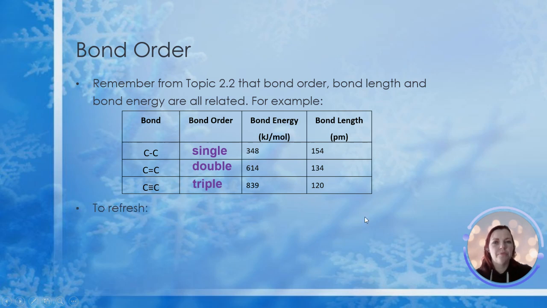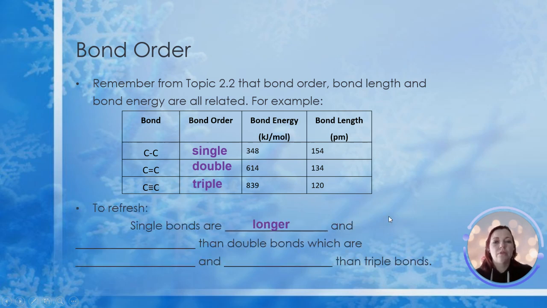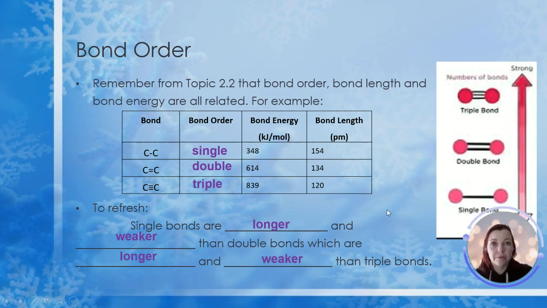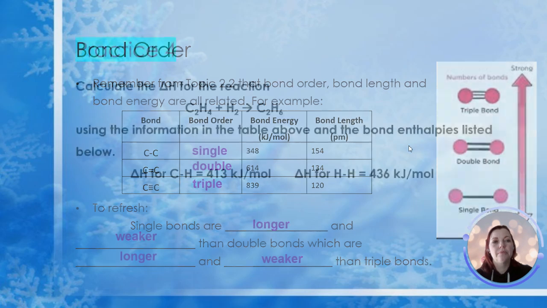So that's a review. To refresh, single bonds are longer and weaker than double bonds, which are longer and weaker than triple bonds. And there is that in terms of a graphic. So weakest down here at the bottom, and strongest up here at the top: single, double, triple.